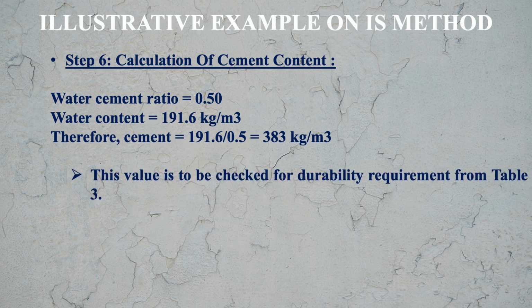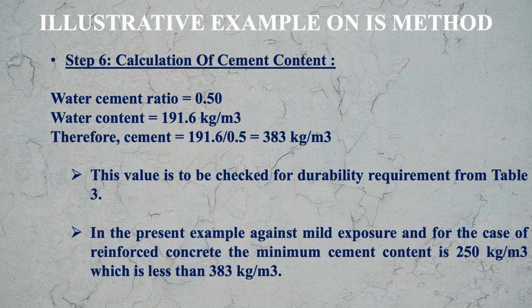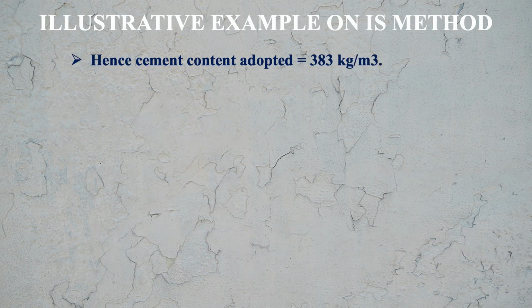So this value is to be checked for durability requirement from table 3. So look at this table 3, and from this you will check the amount of cement for durability. So in the present example, against mild exposure and for the case of reinforced cement concrete, the minimum cement content is 250 kg per meter cube, which is less than 383 kg per meter cube. So hence this value is correct. So we will take up the cement content as 383 kg per meter cube.